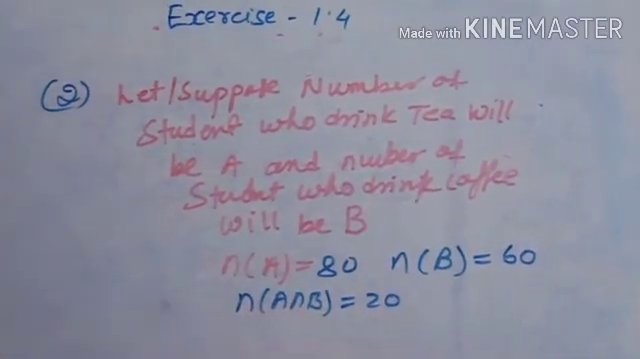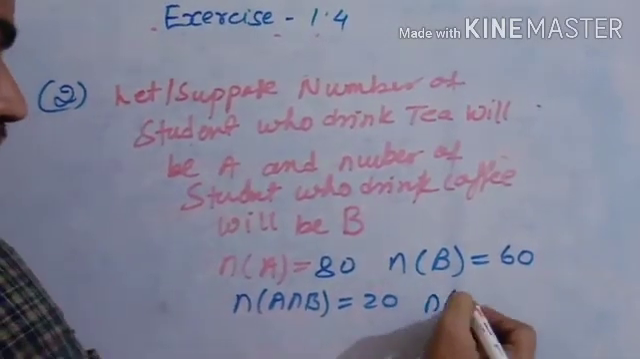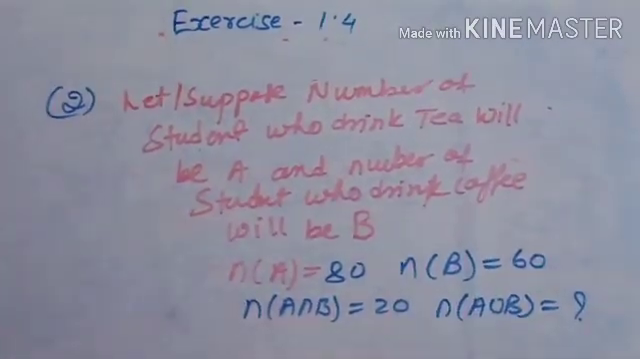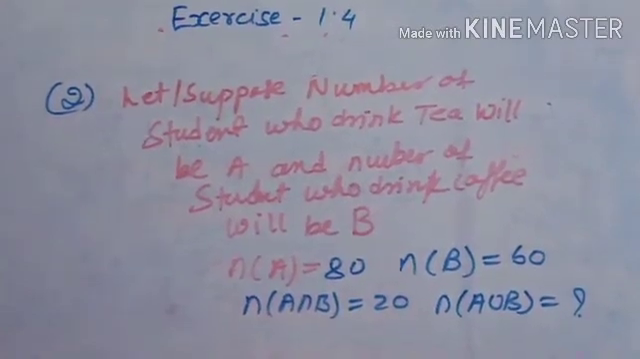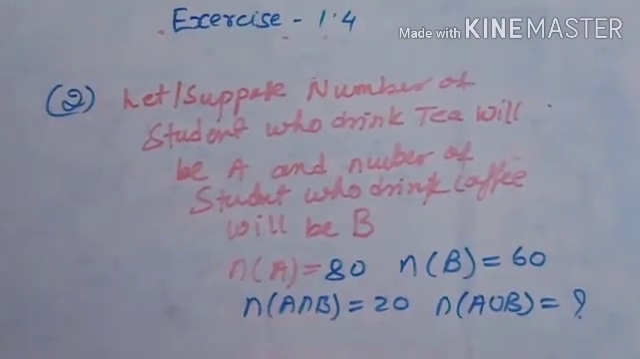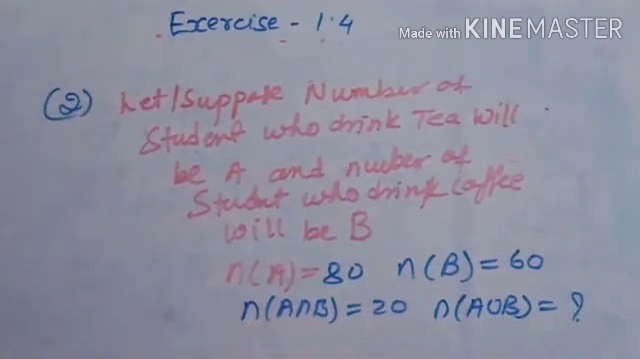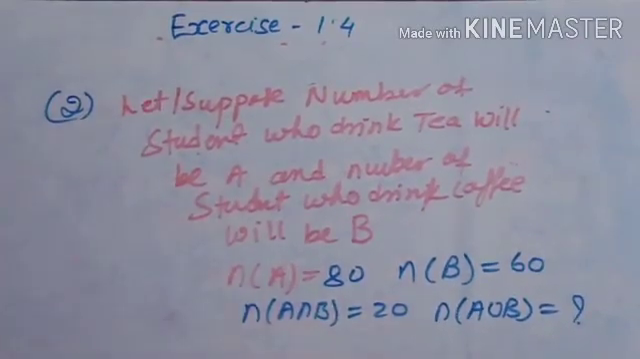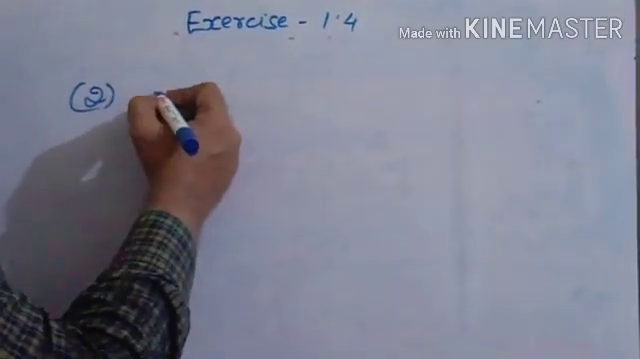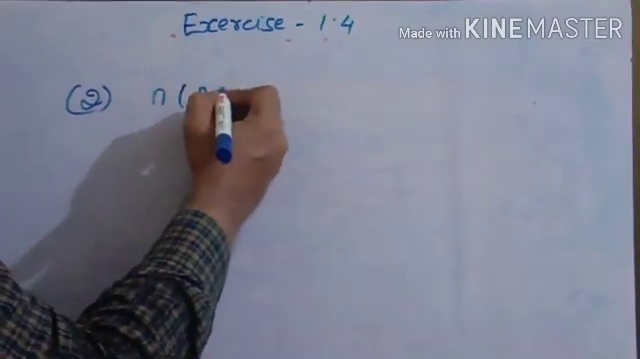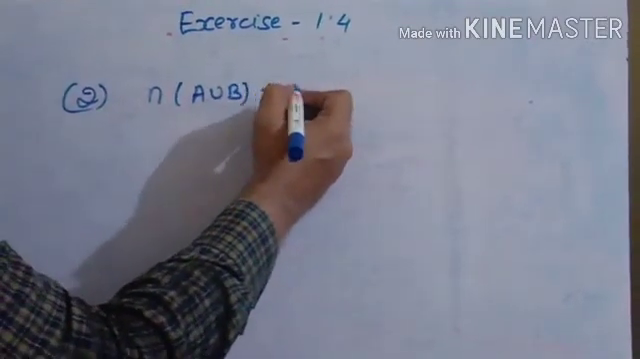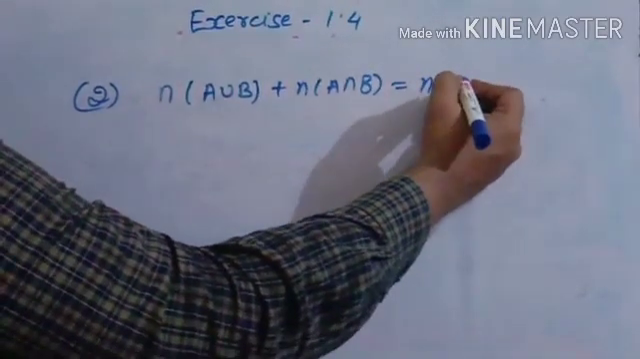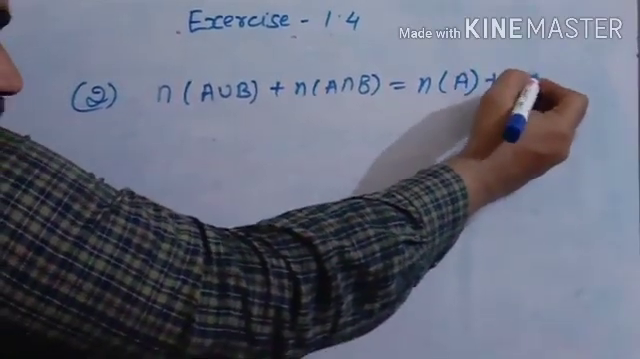So first we find number of A union B. Number of A union B means the students who drink tea or coffee. The number of students who drink tea or coffee. दोनों में से कोई एक drink पीने वाले कितने student हैं? We first find that. For this question we use that formula: number of A union B plus number of A intersection B is equal to number of A plus number of B.